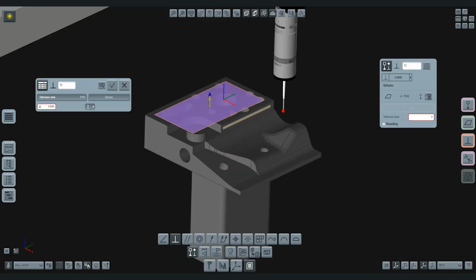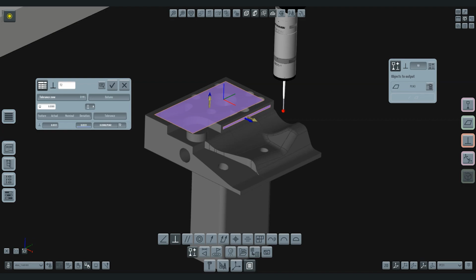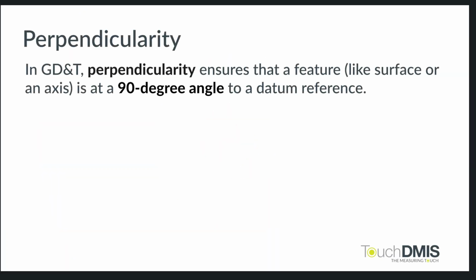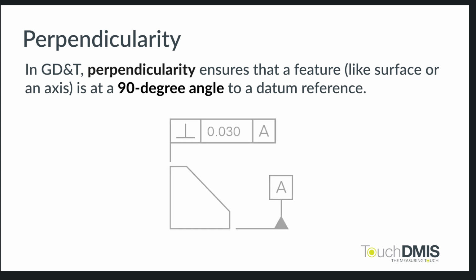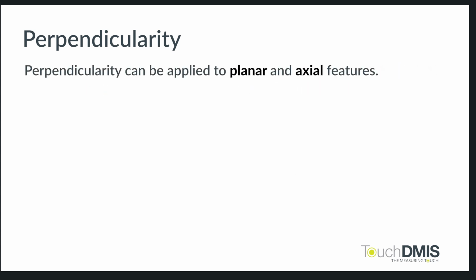In this tutorial, we will see how to apply GD&T Perpendicularity in TouchDMIS. In GD&T, perpendicularity ensures that a feature, such as a surface or an axis, is at a 90-degree angle to a datum reference. Perpendicularity can be applied to planar and axial features.